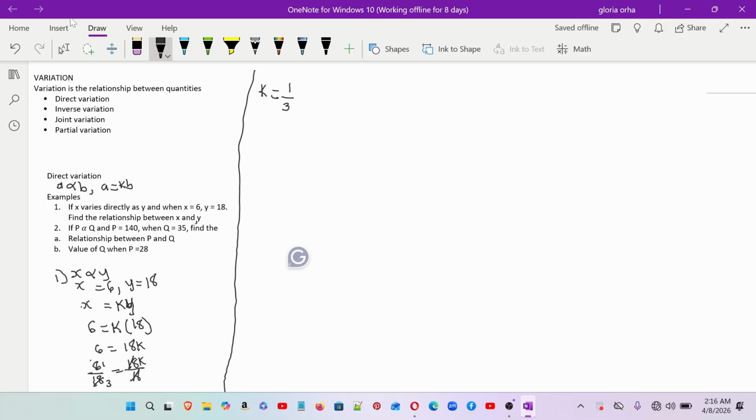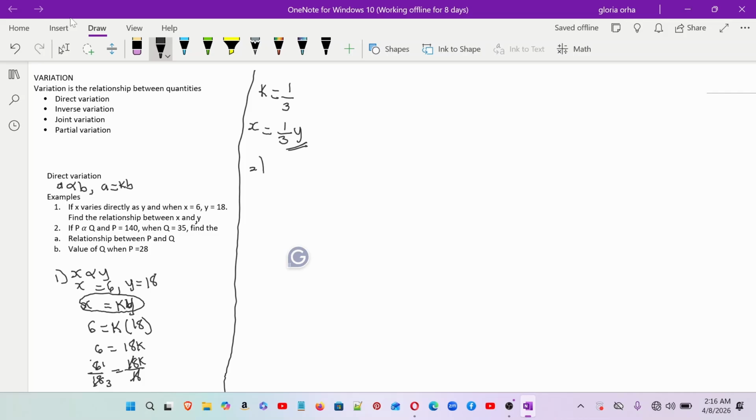So the relationship between X and Y is this. So we are going to replace this K with 1/3. So the relationship is now X equal to, what's our K? 1/3 times Y. So this is the relationship connecting X and Y.